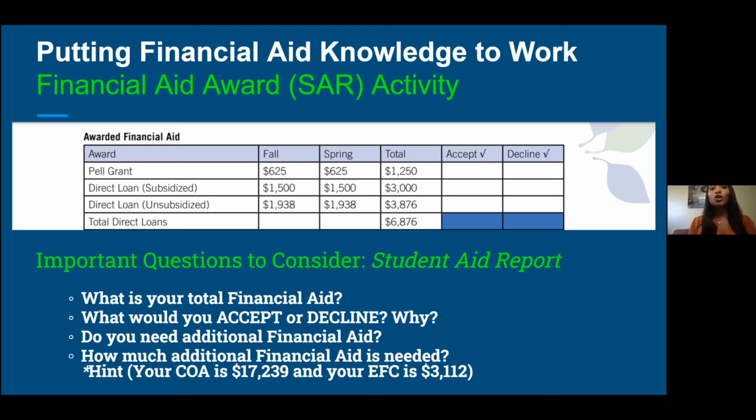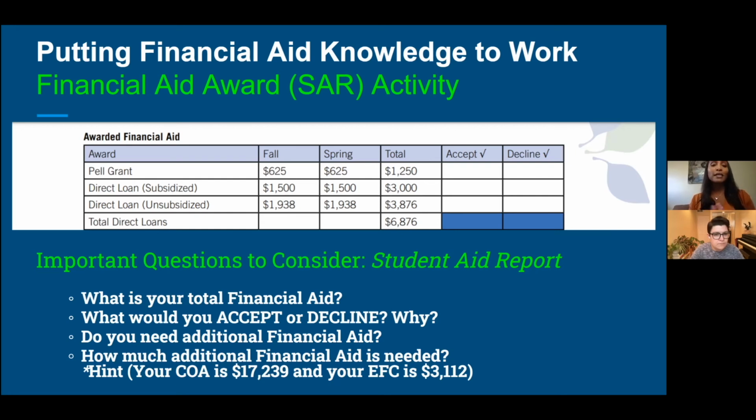What is your total financial aid in order to go to this college for the year? Okay, so this is the math part. So this would be the cost of attendance minus the expected family contribution, right? So we're going to take that away. So this is just basically how much money is this college giving you to go to school?